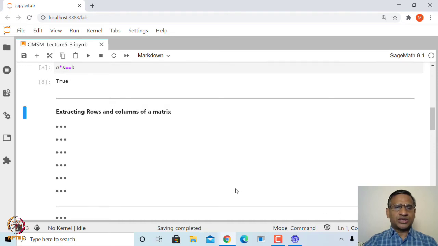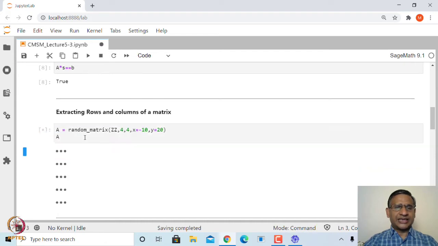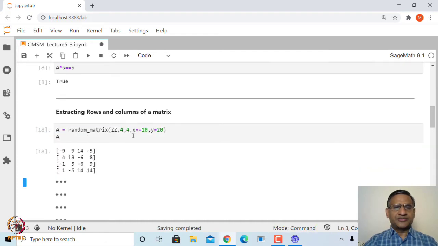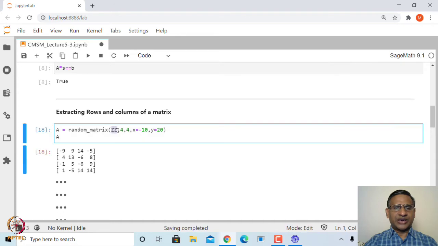So, let us see what we can do. Suppose you have a random matrix A, a 4 cross 4 random matrix, which is a matrix of integers whose entries vary between minus 10 and 20.